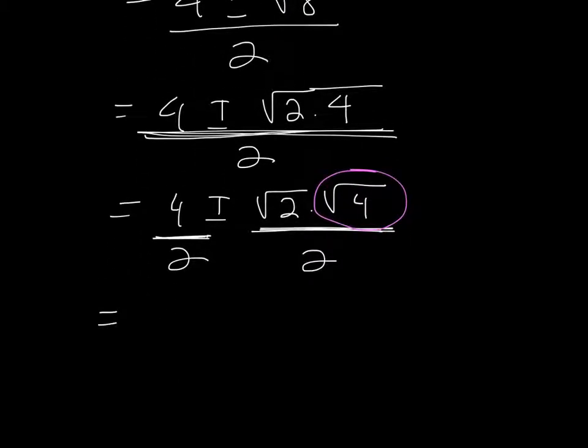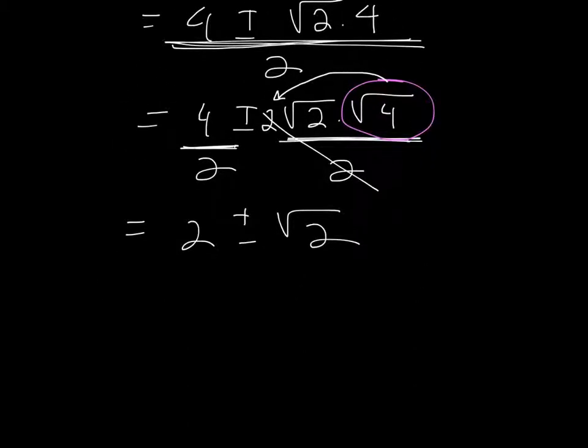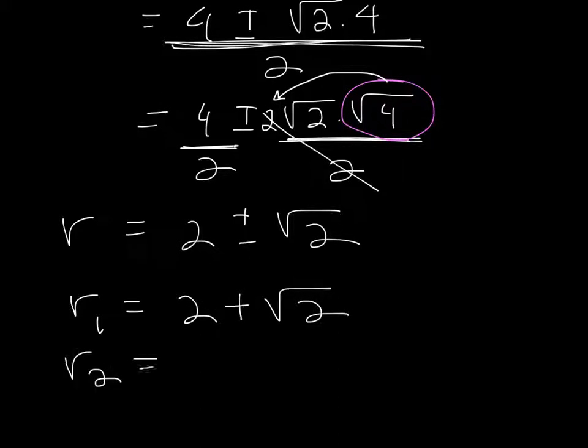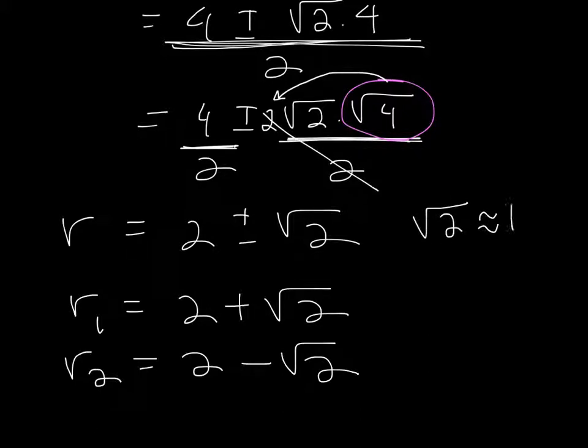And we know 4 divided by 2 is 2. This guy I'm going to bring over here, and that's really a 2. So we end up getting this value. Remember, we're solving for the roots. So r1 is 2 plus radical 2, and r2 is 2 minus radical 2. Radical 2 is about, and actually it's kind of fun that we're talking about it, the square root of 2 is about 1.4.